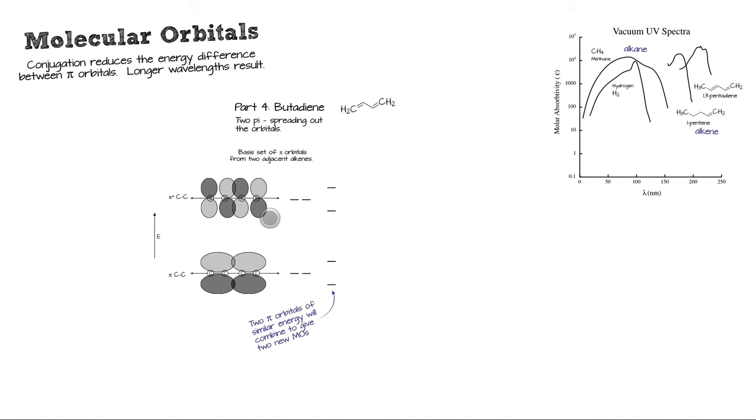What would the new 4 molecular orbitals look like? Because I started with 4 orbitals here. I started with 1, 2, 3, 4 p orbitals. I've got to have 4 molecular orbitals in the end. Or you could also say I started with 1, 2, 3, 4 pi orbitals. I've got to have 4 in the end. What will they look like?